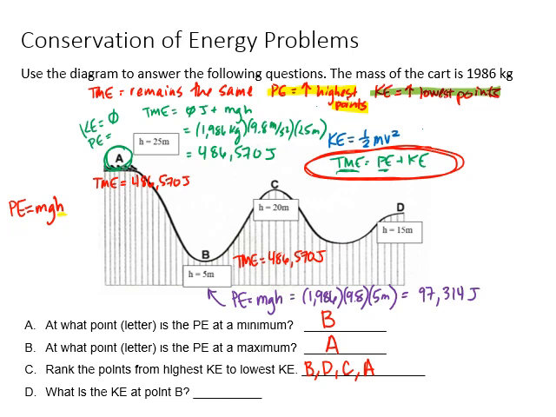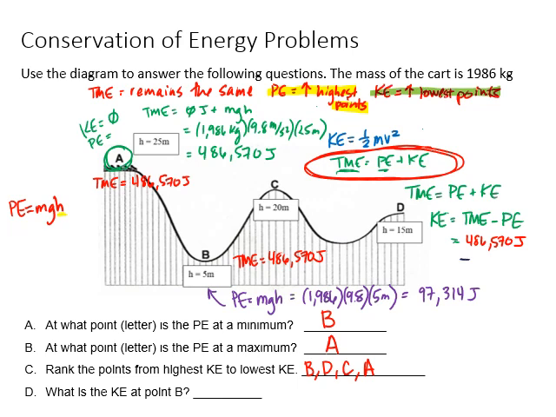We now have both potential energy and total mechanical energy, so we can rearrange this formula and we can solve for kinetic energy. Kinetic energy equals total mechanical energy minus potential energy. I just rearranged the equation to have kinetic energy on a side by itself. The total mechanical energy equals 486,570 joules.